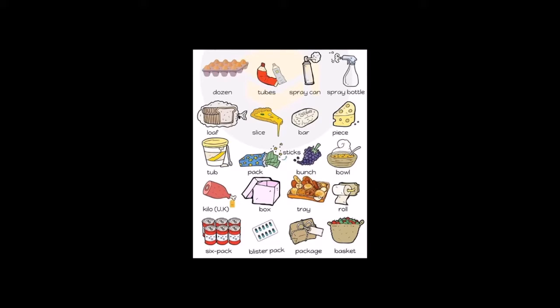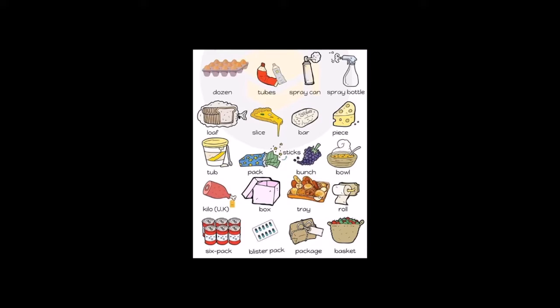And also we have the kilo, which is a unit of measure that we can use for weighing. We can also have the pounds for weighing, right? Remember that a kilo is 2.2 pounds. We have as well a box, a tray, which is a flat thing that we can use to carry some food.